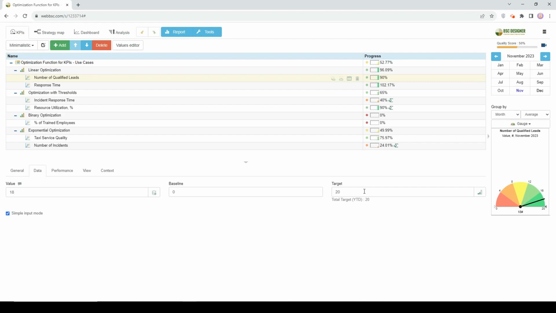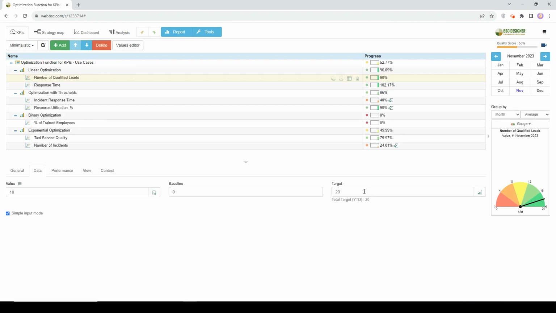We make the assumption that in the starting state, when the current value is equal to the baseline, the progress is 0%. When the desired state is achieved and the current value is equal to the target, the progress will be 100%. What happens with progress when the current value is somewhere between the baseline and target? To answer this question, the software uses an optimization function defined by the user.